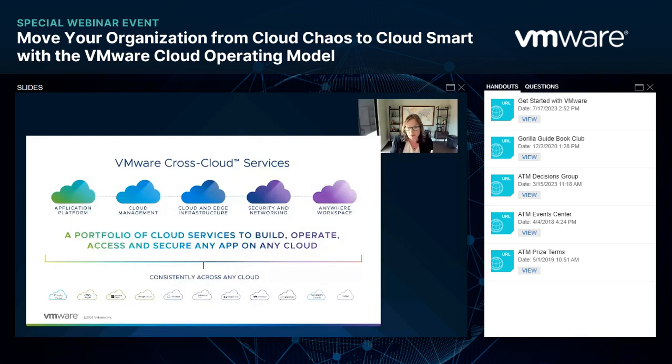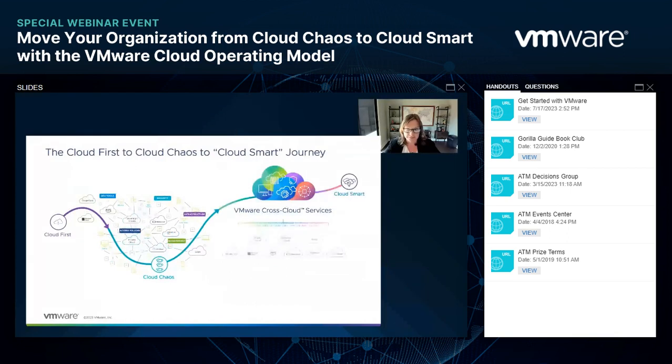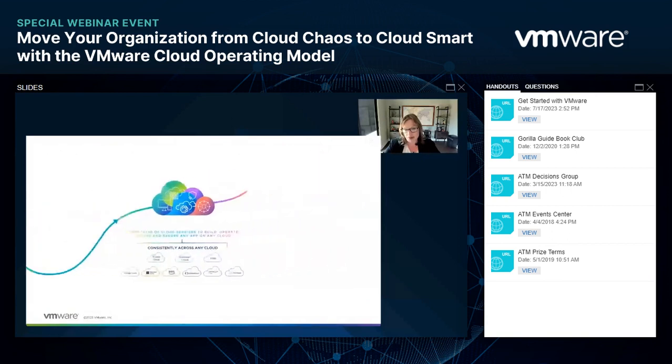So the application platform, just from a terminology perspective, is mostly our Tanzu portfolio, if you're familiar with that. Cloud management, which I'm mostly going to talk about today, is our ARIA portfolio of capabilities. Cloud and edge infrastructure falls under our VMware Cloud set of solutions. Security and networking is our NSX and Carbon Black portfolio. And then, of course, Anywhere Workspace is our Horizon set of solutions. So we believe that with this portfolio of cloud services, we can help you build, operate, access, and secure any app on any cloud. And this is what we call Cloud Smart.